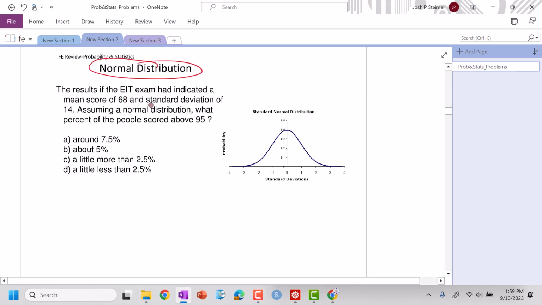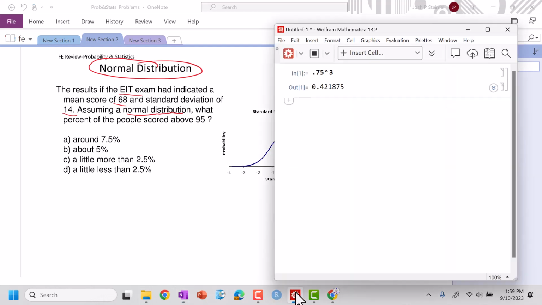So we're looking at our normal distribution. These are the results. I just knocked my coffee. If an exam indicated a mean score of 68 and a standard deviation of 14, assuming a normal distribution, what percent of the people scored above 95?